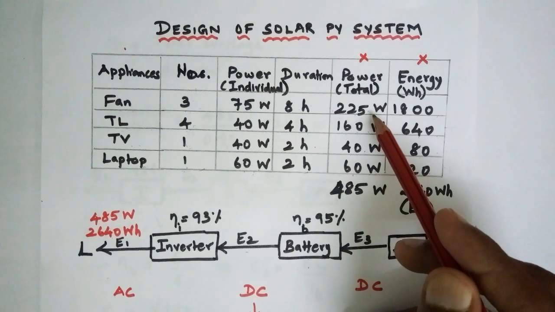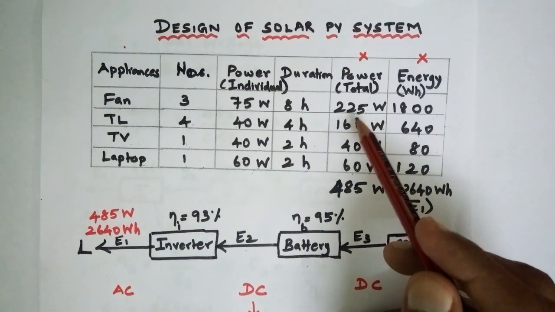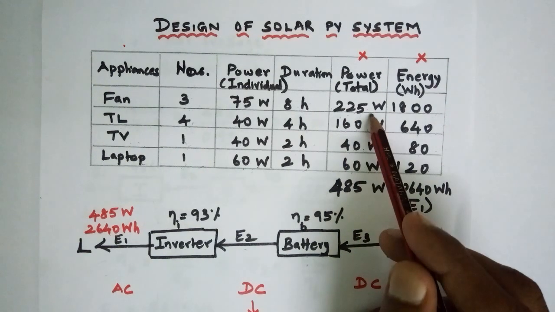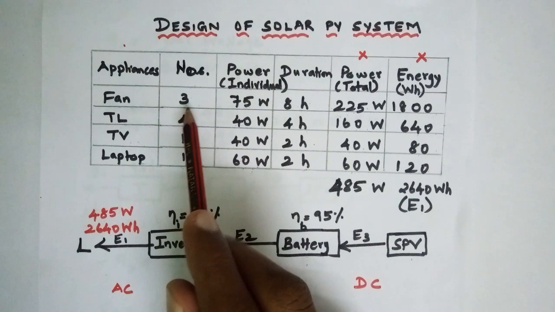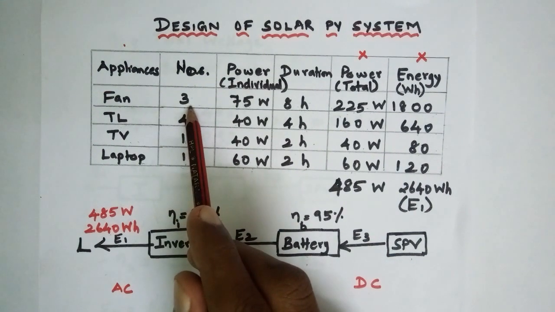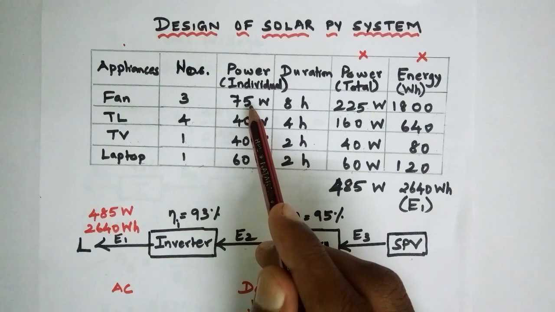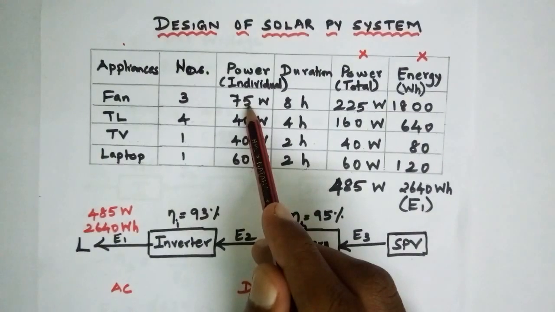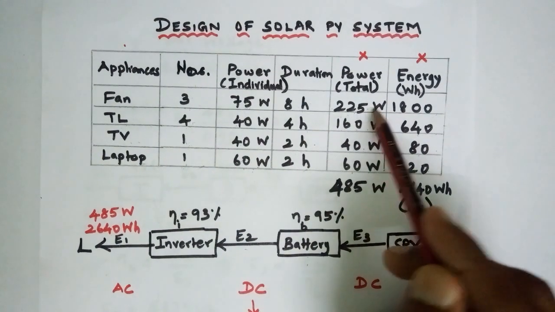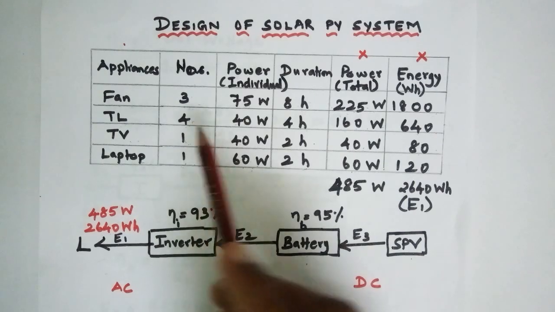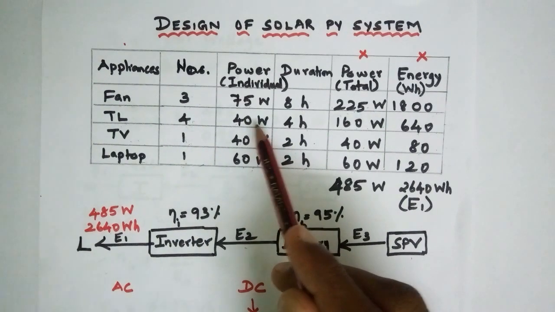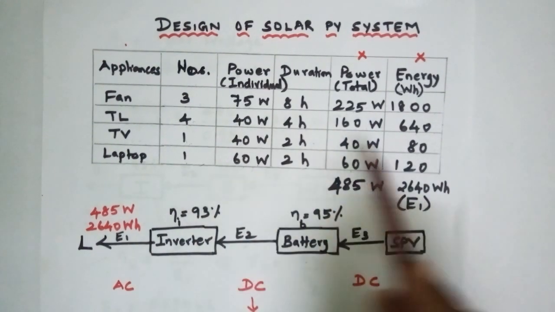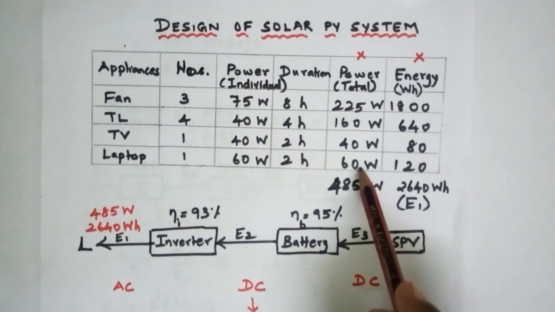Now the total power consumption: 225 watts. So you have to multiply the total number of fans and the power of a single fan. So 3 fans into 75 watts, we'll be having 225 watts. Next, 4 tube lights are there. The power capacity of each tube light is 40 watts, so in total you'll be having 160 watts. Similarly, 1 into 40, 40 watts, and 1 into 60, 60 watts.